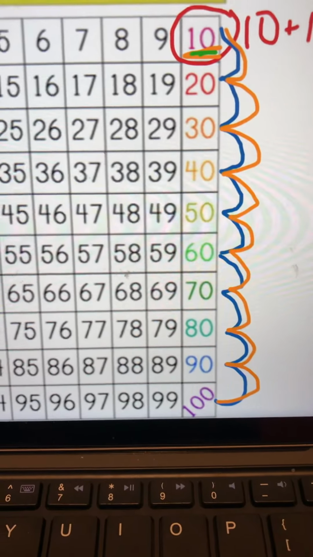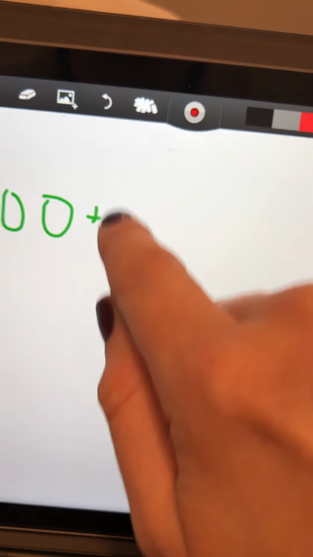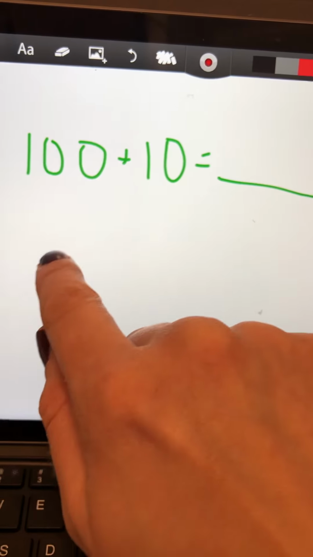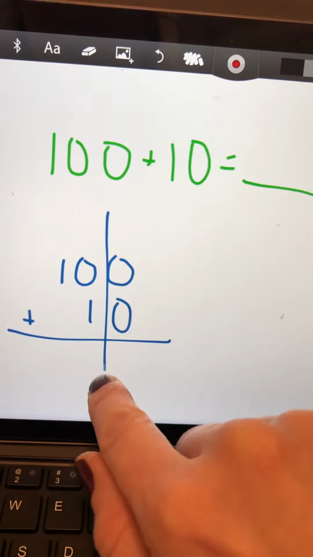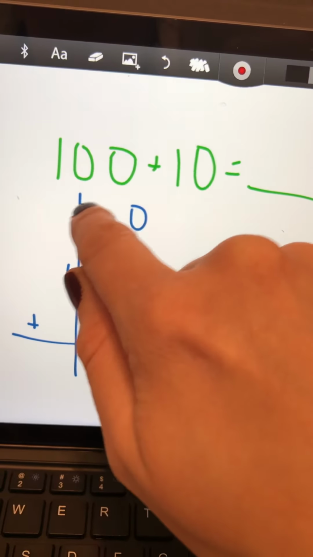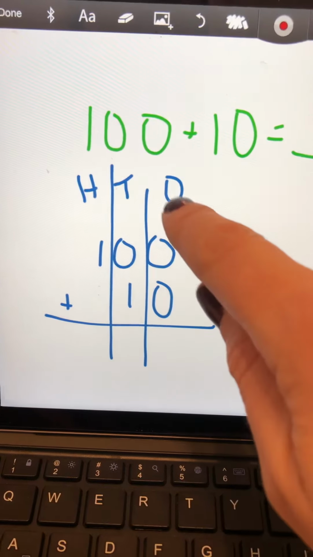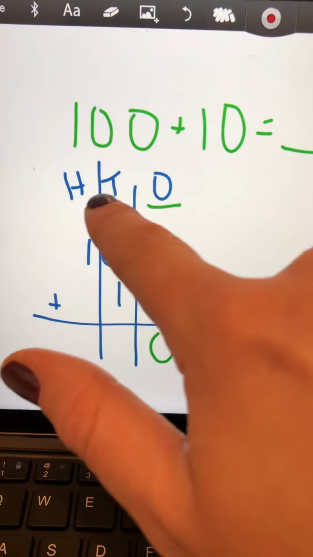What if I wanted to continue skip counting by tens from 100? So I have 100 plus 10 equals. I want you to think about it as Mr. Menko sets up our vertical addition. Here's my ones, tens, hundreds. Let's see. If I do, look at my ones column. 0 plus 0 is 0. Good. Tens column. 0 plus 1. I have 0, and I add 1, I get, good, 1.